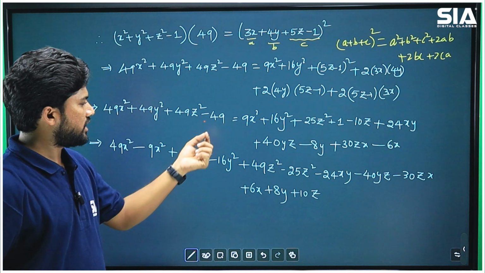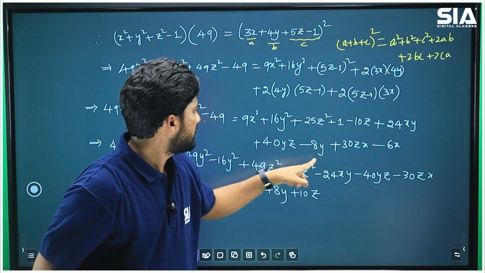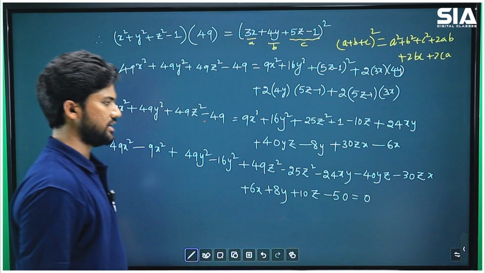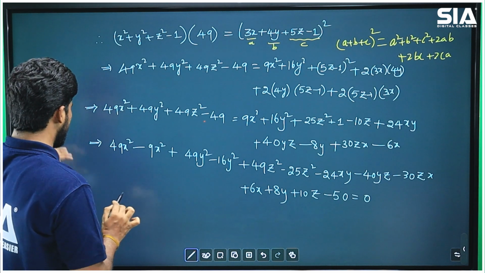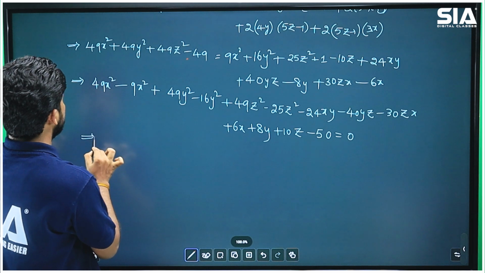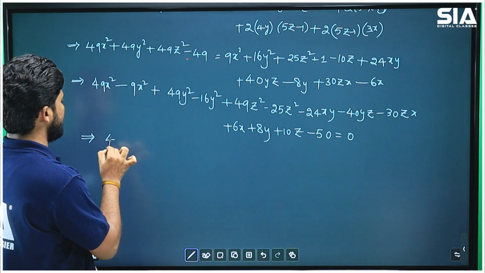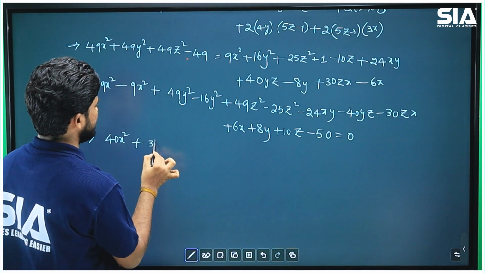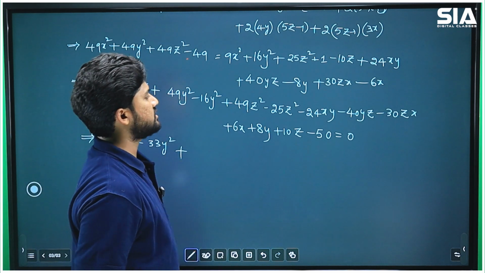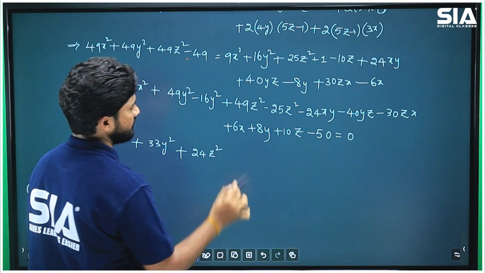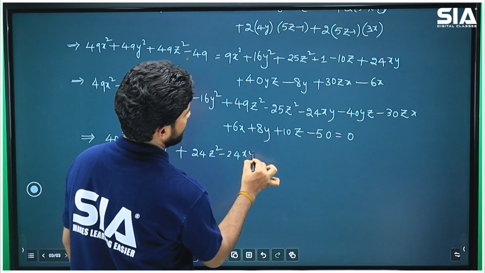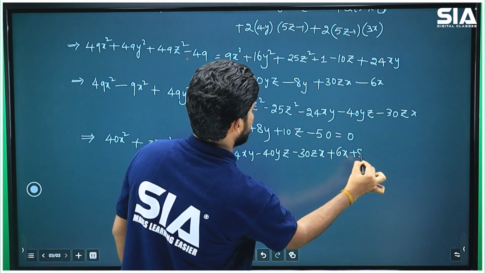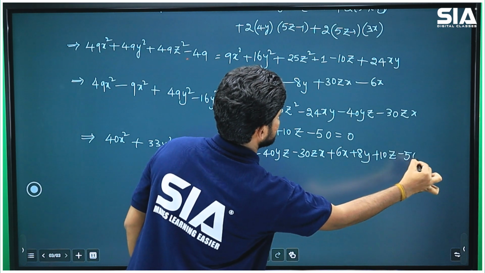Minus 49, and one more constant here, plus 1 is there, plus 1. Okay, if plus 1 comes, it becomes minus 1. So therefore minus 50 equal to 0. So now finally I will write the required equation of the enveloping cone. (49 minus 9) 40x square plus (49 minus 16), what do we get here for 49 minus 16, 33y square plus (49 minus 25) 24z square. Next minus 24xy minus 40yz minus 30zx plus 6x plus 8y plus 10z minus 50 is equal to 0.